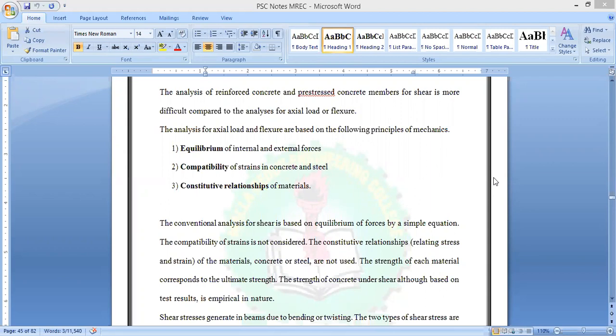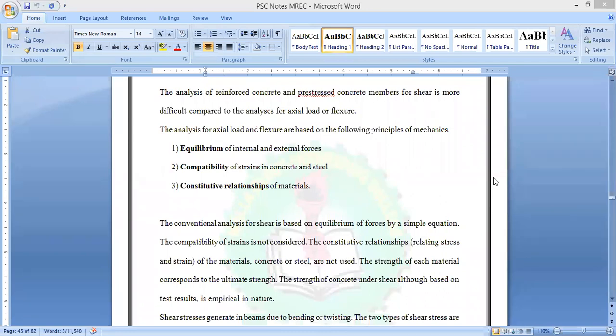And coming to its strength, the strength of each material corresponds to its ultimate strength. Exactly. So why? Because the member which we are going to use is a composite member. So the composite member will have its own ultimate strength. The materials we are going to use to make the composite are steel and concrete. The ultimate strength of those materials will be used for its strength towards shear.